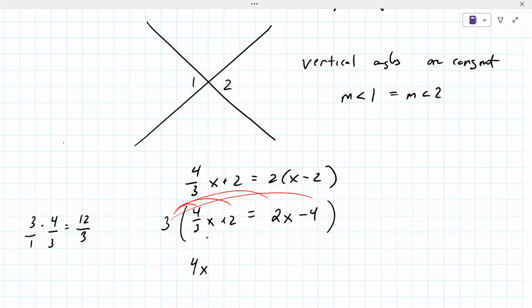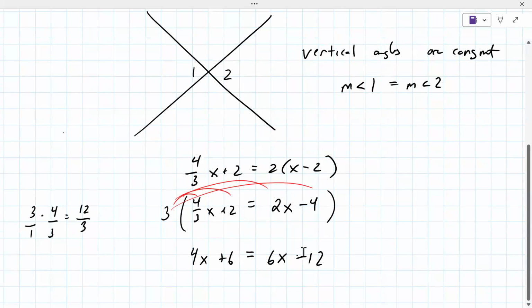4x plus 6 equals 6x minus 4? No, minus 12. Sorry. Yes. So that's the classic thing, to not multiply all of them. I'm trying to show you, make sure you did it to all of them.